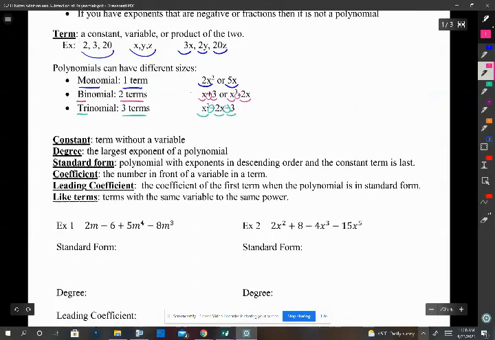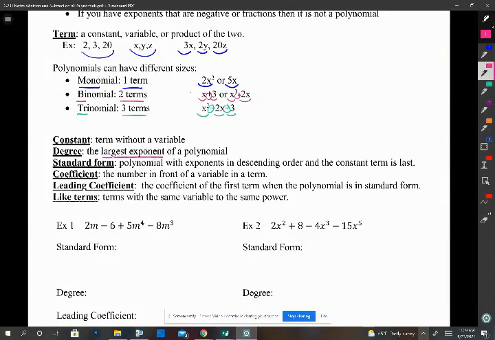All right, so a constant is a term without a variable. It's just a number, which we kind of talked about up above. The degree is the largest exponent of a polynomial. So when it talks about the degree of a polynomial, we're just talking about the largest exponent in that polynomial. The standard form means that we're going to write the polynomial from the term with the biggest exponent in descending order until we get to our constant, or our term with the smallest exponent.